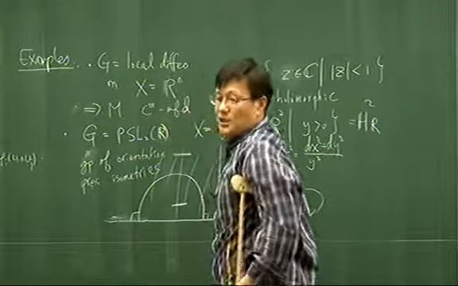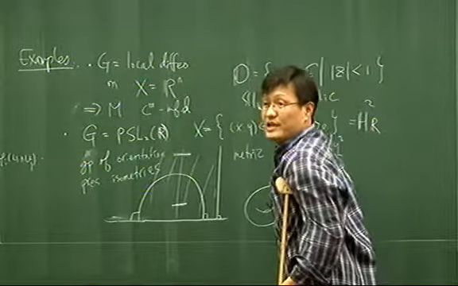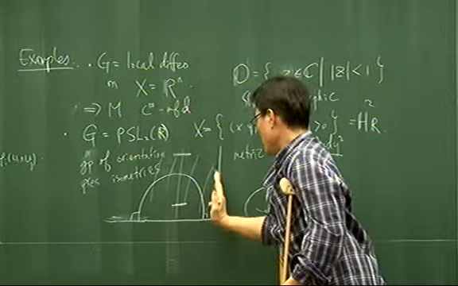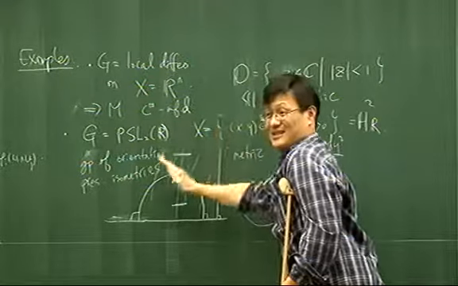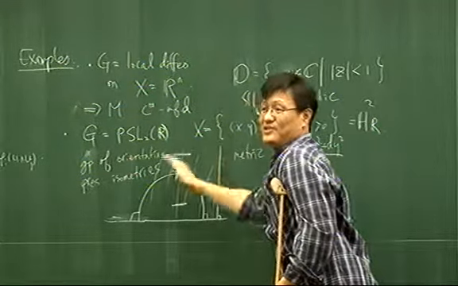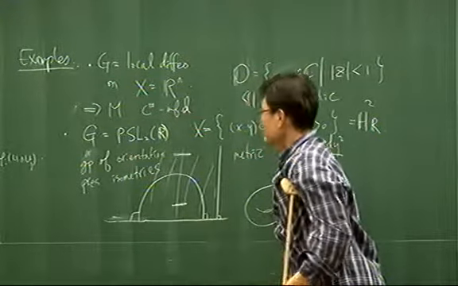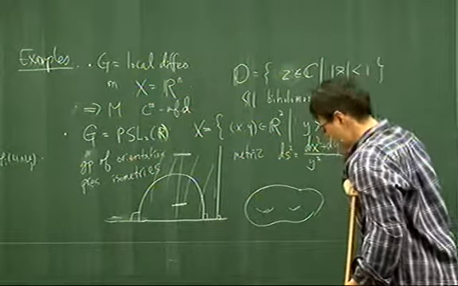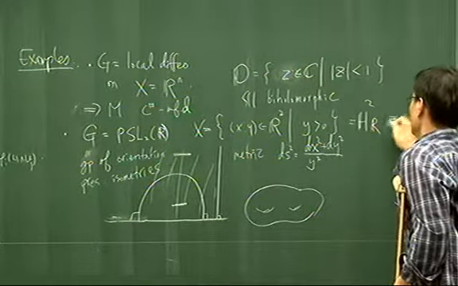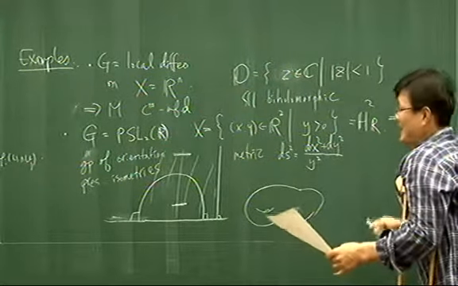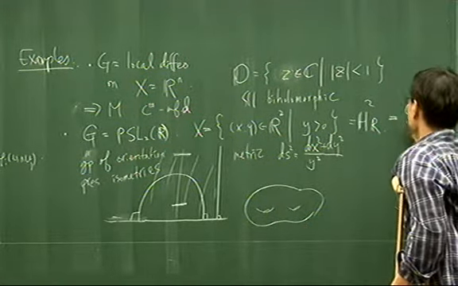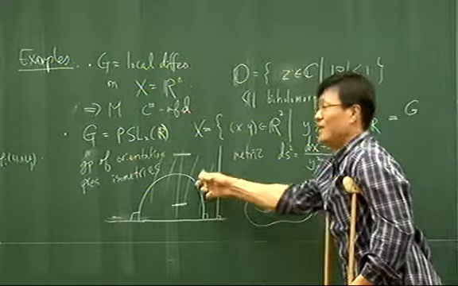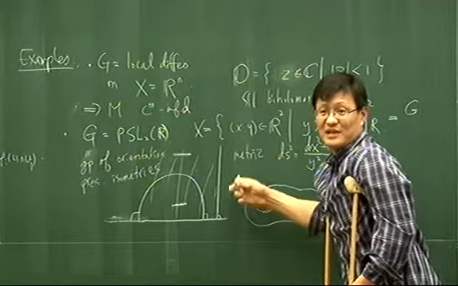So if you allow orientation reversing isometries, you can reflect this thing, for example, along this perpendicular geodesic. That's again an isometry, but the orientation is reversing. And what else? Also, H2 is a homogeneous space under the action of this G. Okay, so this group G acts transitively on this plane, so it's a homogeneous space.